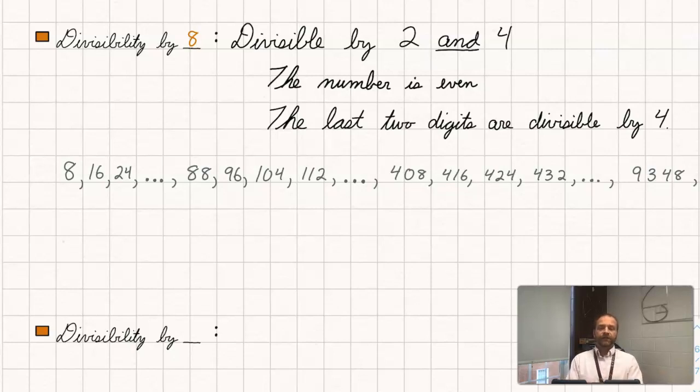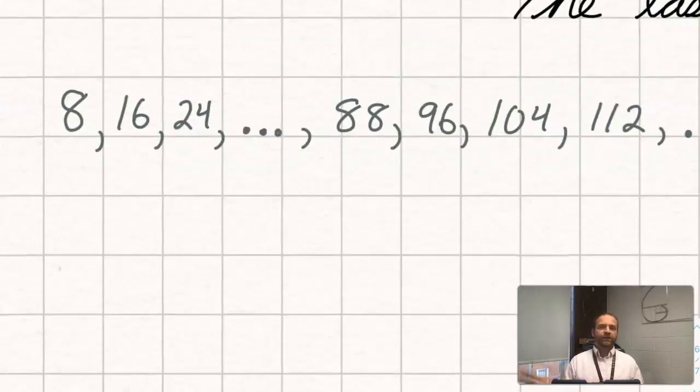So again, we start off with the easy ones. We know the 8, 16, 24 multiplication tables. 88, again, easy. 96, not bad. How about 104? Well, it's even, and the last 2 digits are the number 4, and so therefore it is divisible by 8. 112. Maybe it's a little difficult to know quickly off the top of your head instead of doing long division, but I do know it's even, and 12 is divisible by 4.